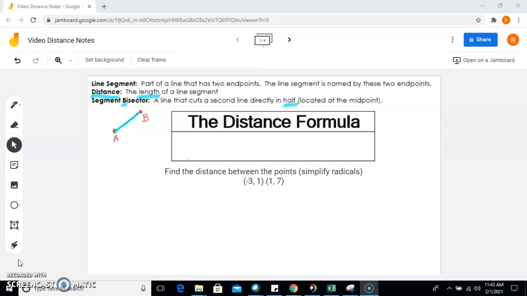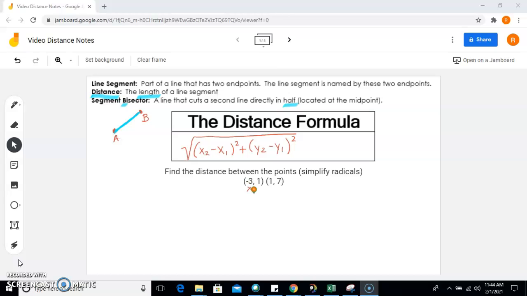So our distance formula is the square root of x2 minus x1 squared plus y2 minus y1 squared. Now part of this formula should look familiar to us. We have y2 minus y1 and x2 minus x1, which we know we do when we're finding the slope. It says find the distance between the points and simplify radicals.